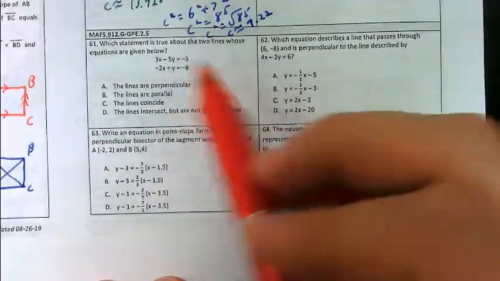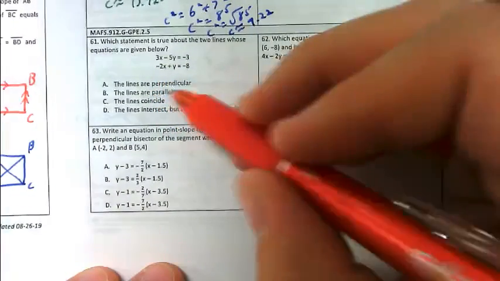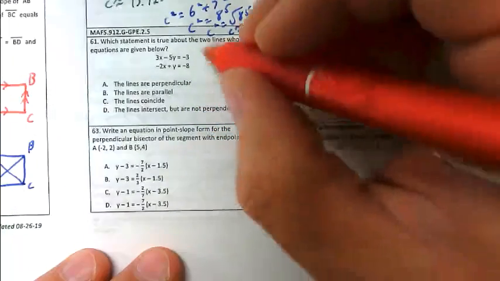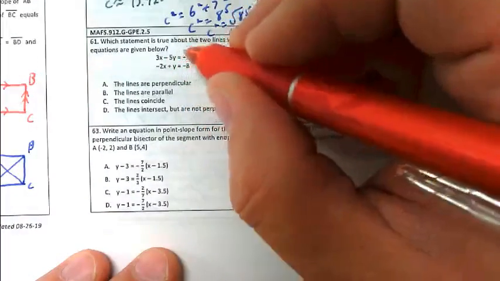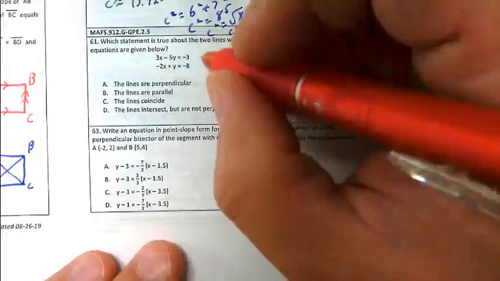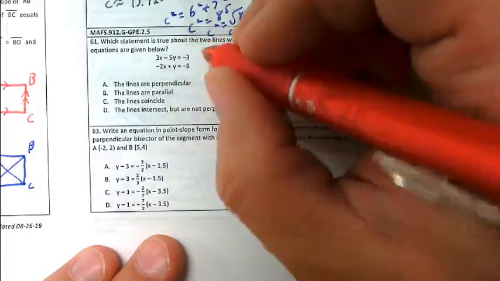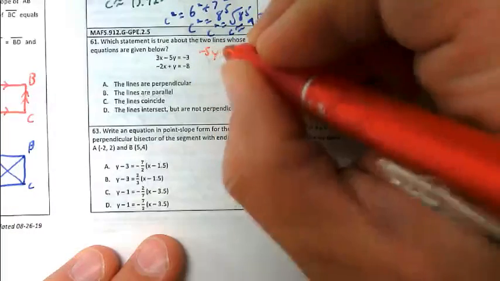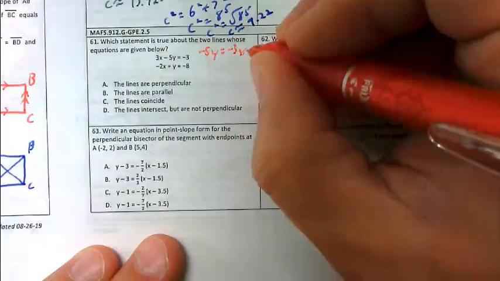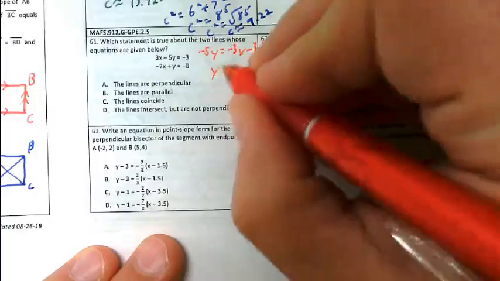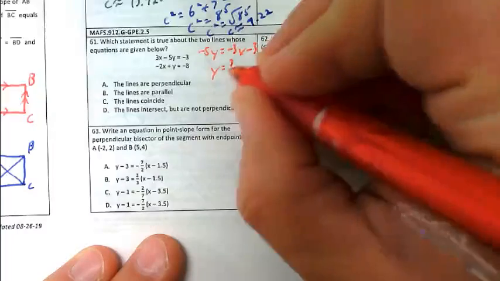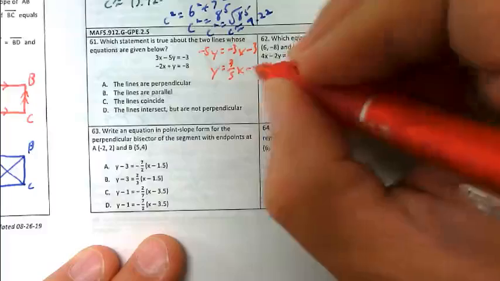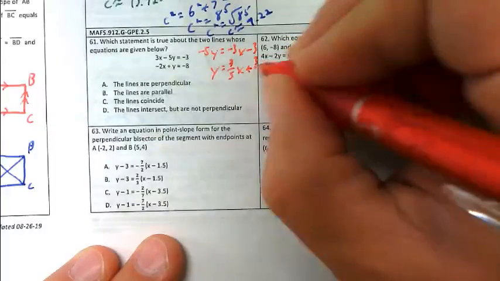Which statement is true about the two lines whose equations are given below? So, lines are parallel, lines are perpendicular. We need to solve for y in order to figure this out. So, bring values across and get this set equal to y. The first equation, we bring 3x across, so we'd have negative 5y equals negative 3x minus 3, divided by negative 5, so it'd be 3/5 x plus 3/5.